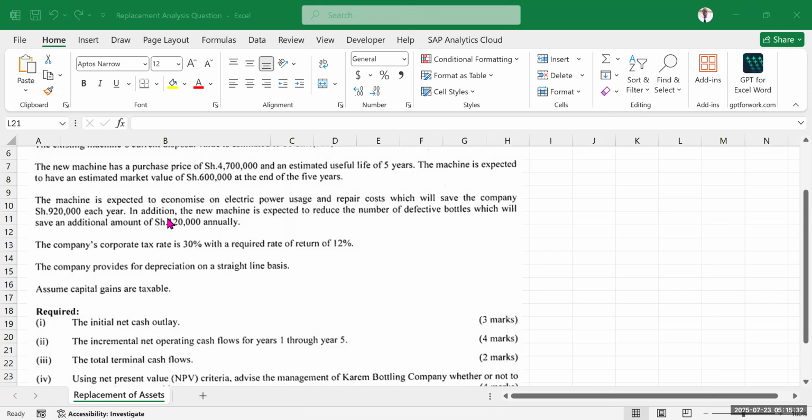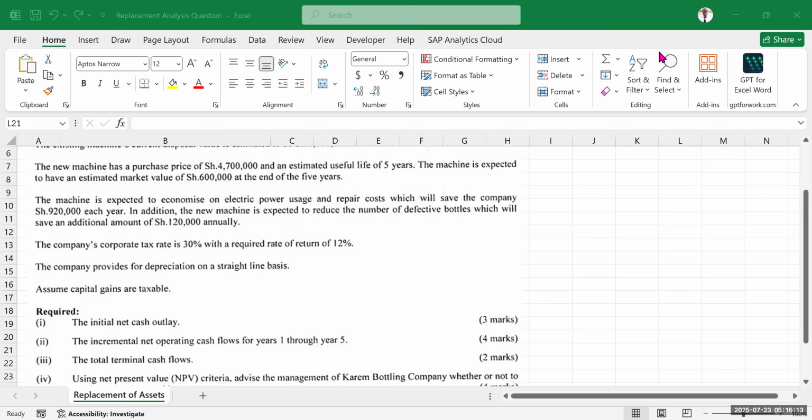The machine is expected to economize on electric power usage and repair costs, and this will save the company 920,000 shillings each year. In addition, the new machine is expected to reduce the number of defective bottles, which will save an additional amount of 120,000 shillings every year. The company's corporate tax rate is 30% and the required rate of return is 12%.